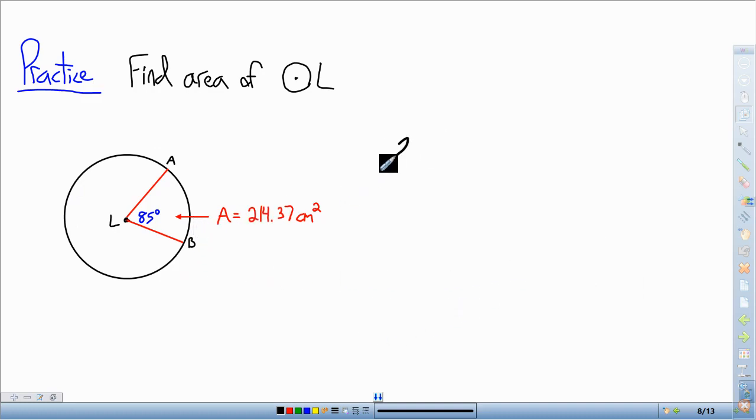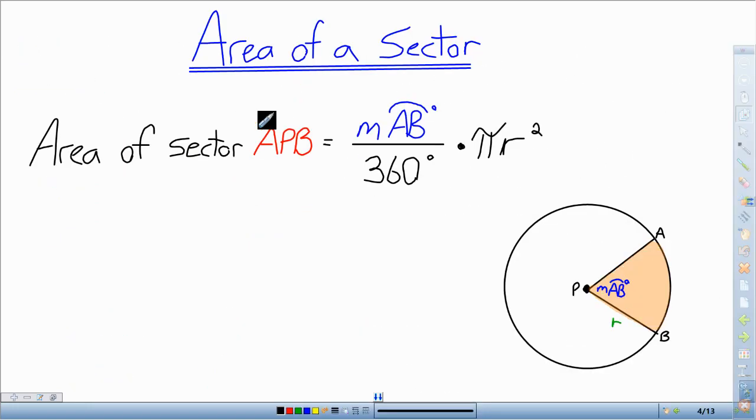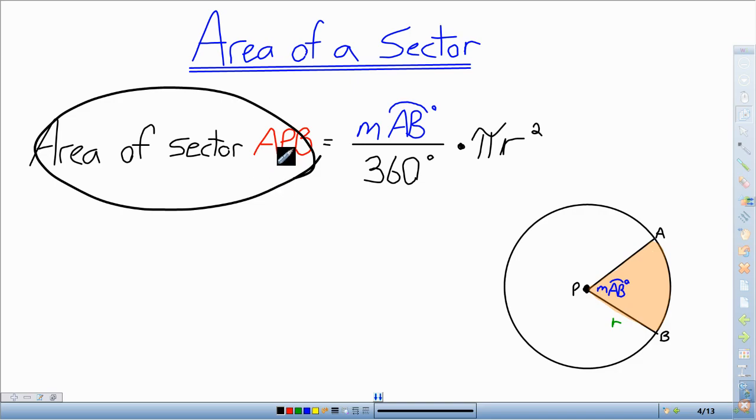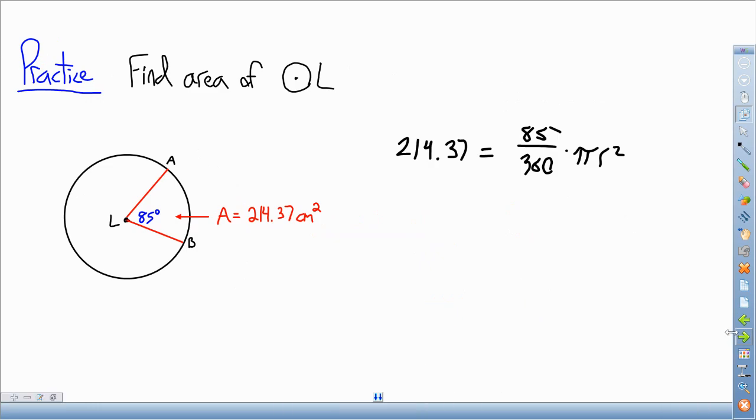Okay, so the area of our sector is 114.37. So the area of our sector equals the measure of the arc, 85, divided by 360 times pi r squared. And again, I just want everyone to realize, we are using this formula right here, but we know the area of the sector. That's why we're plugging a number in for that spot, just so we're all on the same page here. All right, so there it is.